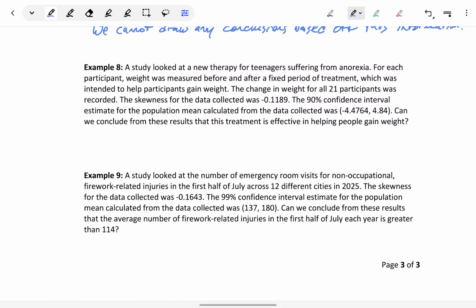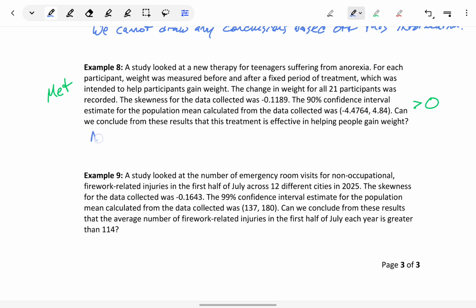In example 8, we have another scenario where we determine that the conditions were met to construct this confidence interval estimate. And then we're told the 90% confidence interval estimate for the population mean was negative 4.4764 to 4.84. Can we conclude from these results that this treatment is effective in helping people gain weight? In this case, what we would want to see is values strictly greater than 0, because the data is on the change in their weight. If we want people gaining weight, then that change in weight should be something positive.